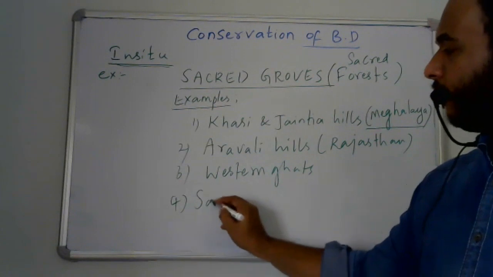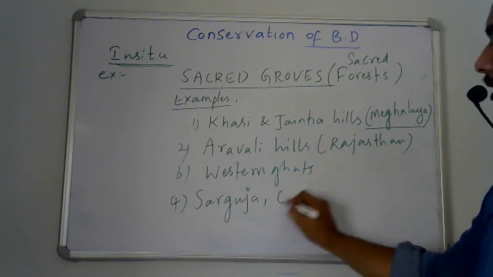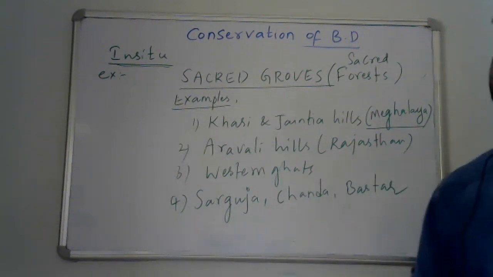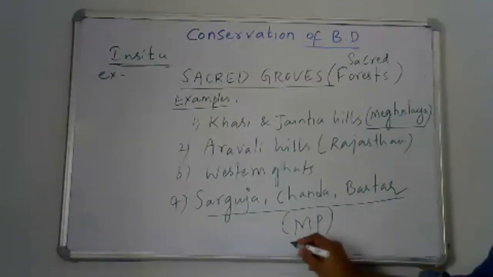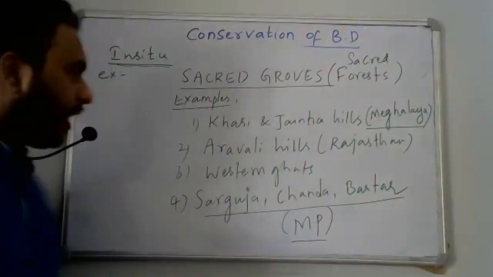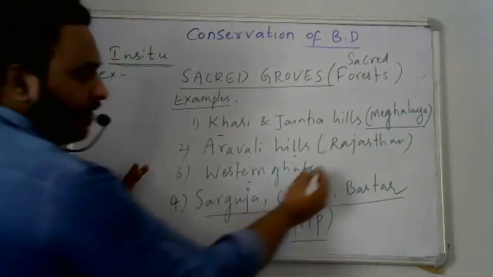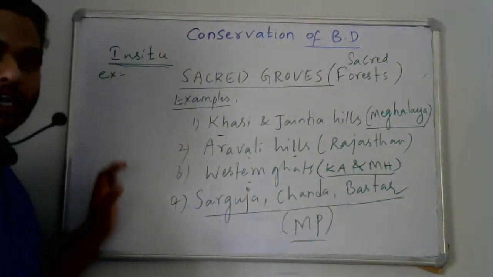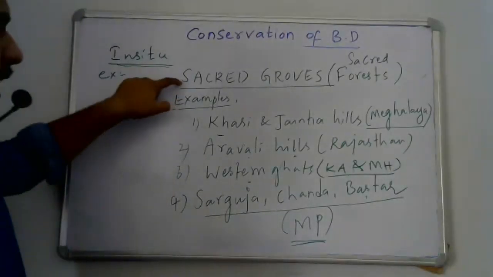Next, Sarguja, Chanda and Bastar. These three areas are in Madhya Pradesh. So these are all sacred groves: Khasi and Jaintia Hills, Meghalaya; Aravali Hills, Rajasthan; Western Ghats, Karnataka and Maharashtra; and Sarguja, Chanda, Bastar of Madhya Pradesh. These are all examples of sacred groves.